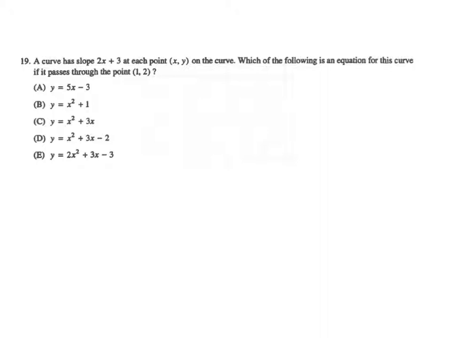So you're given the curve has slope 2x + 3 at each point on the curve, which of the following is an equation for the curve if it passes through the point (1, 2). Well, if it has a slope of 2x + 3, they're basically just saying in words that y' = 2x + 3, which tells us that y = x² + 3x + some constant.